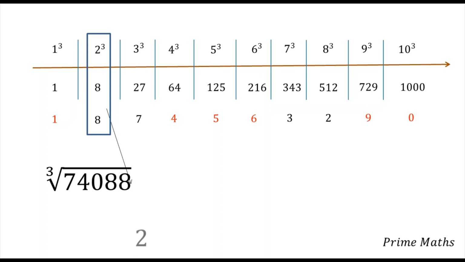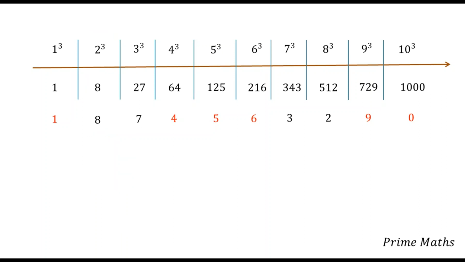We write down 2, then strike out the last 3 digits of the number, and focus on the remaining digits, which is 74 here. See that 74 lies between 64 and 125, as before we have to take the smaller value, which is 64, but 64 is 4 cube. We write down 4 before 2, and get the number as 42. Thus, the number obtained as 42, is the cube root of 74,088.